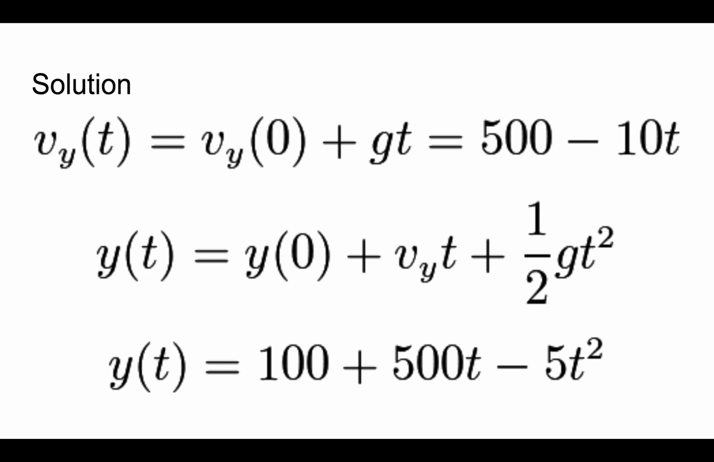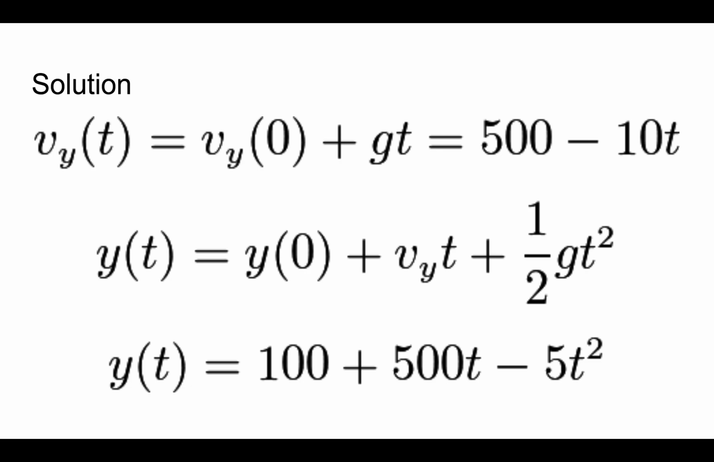And in the y direction, v sub y is equal to initial v sub y plus gt, which is equal to 500 minus 10t. Again, we're assuming g is negative 10 here, not negative 9.8, just to make our math somewhat prettier. And so y of t is equal to y of 0 plus initial v sub y times t, plus 1/2 gt squared. Or subbing in the values that we know, it's 100 plus 500t minus 5t squared.